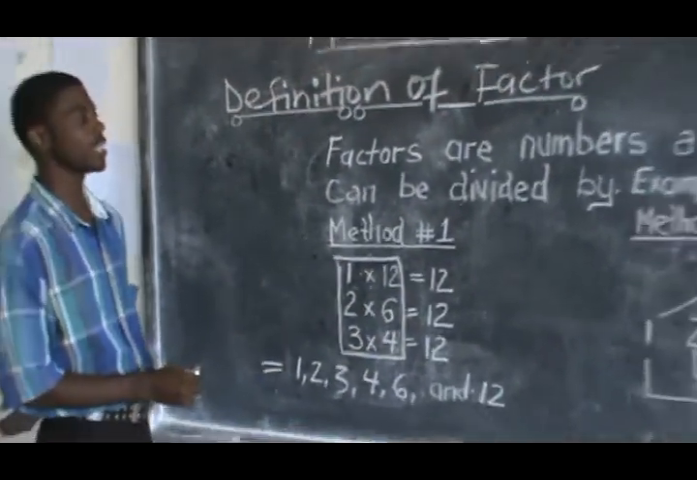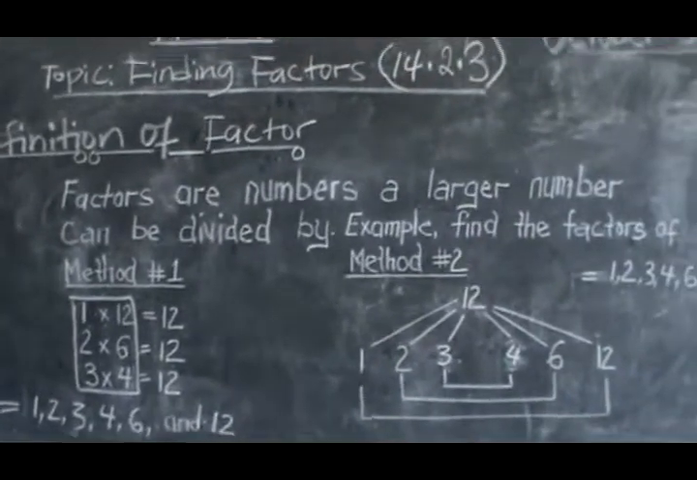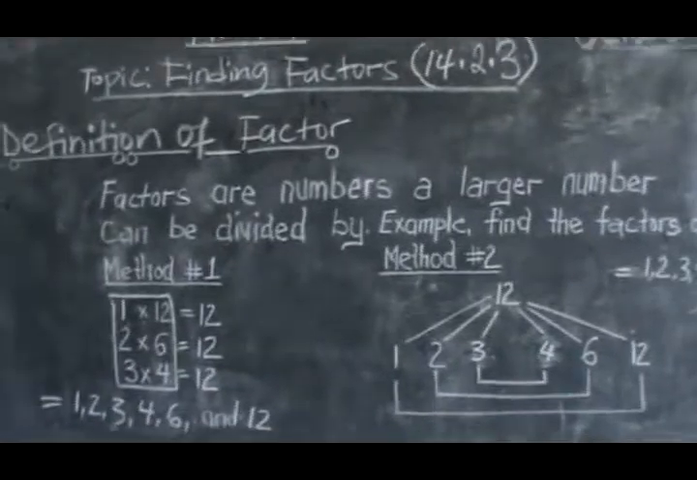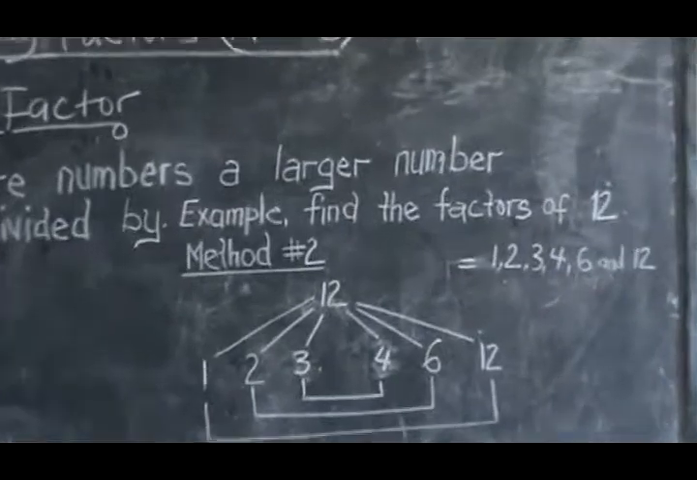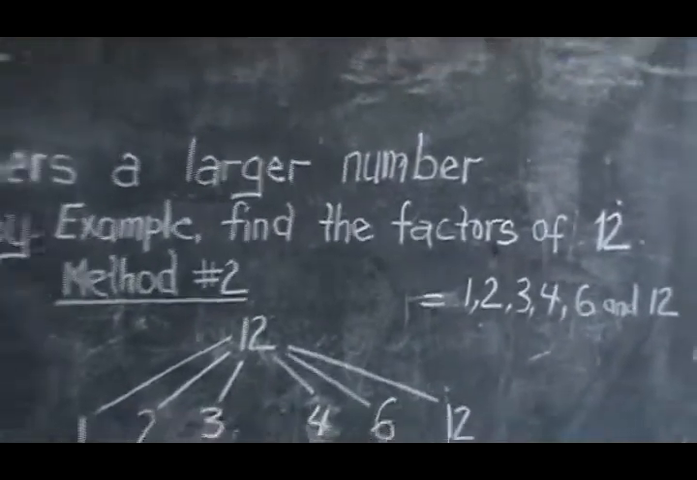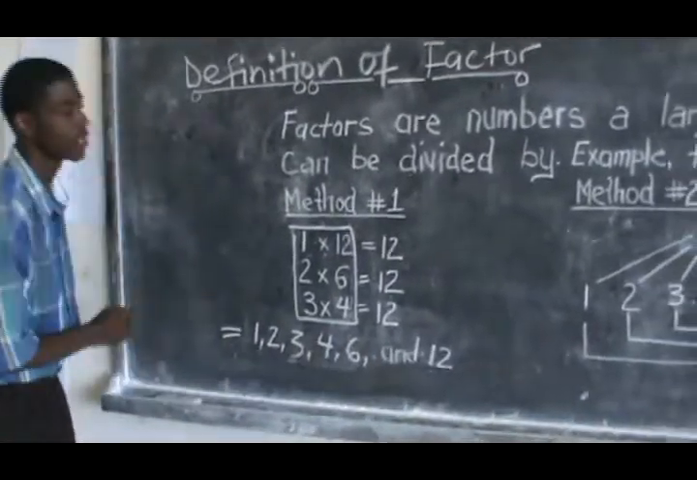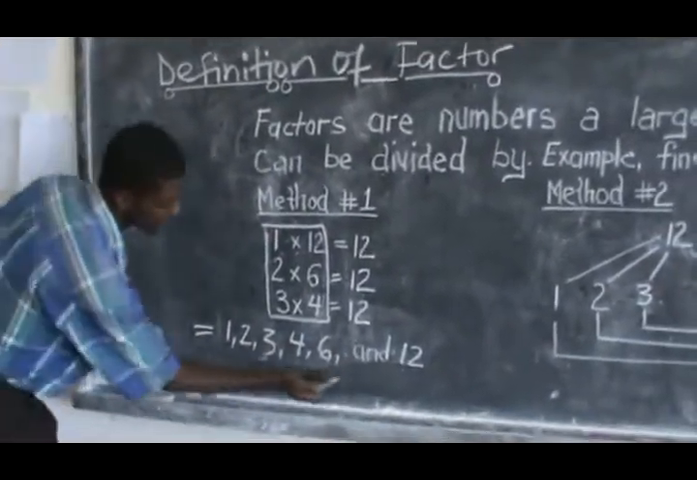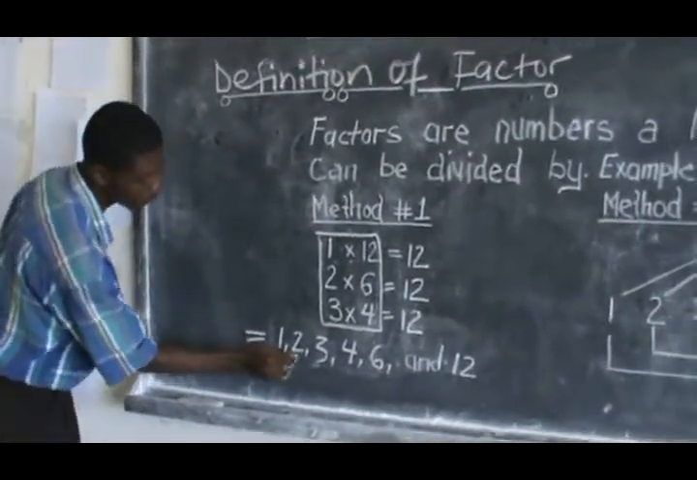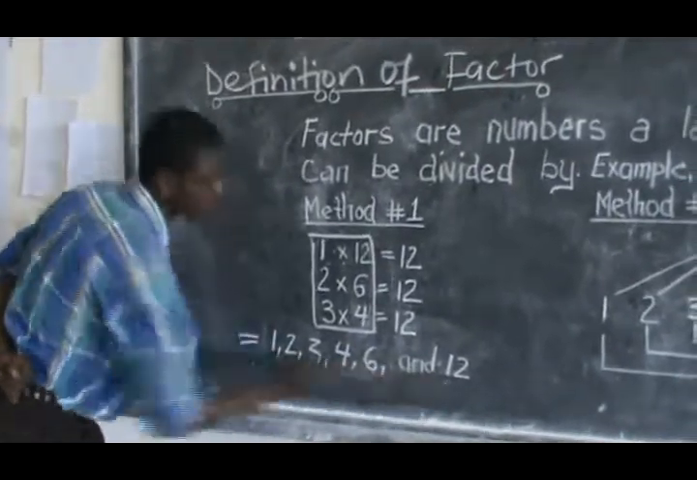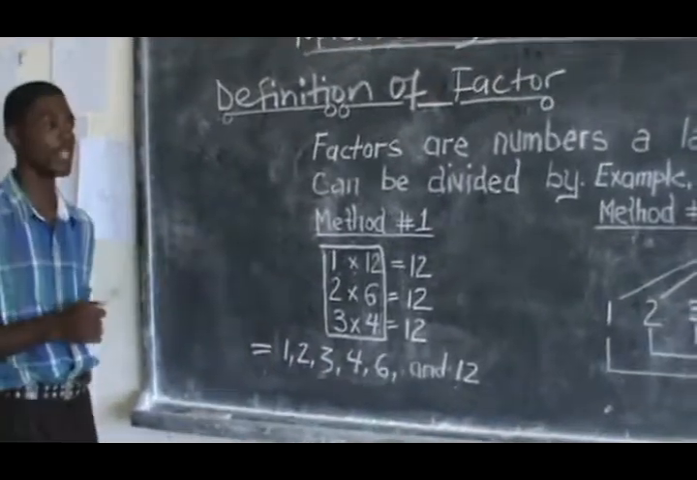Now, according to the definition, factors are numbers a larger number can be divided by. We were given an example to find the factors of 12. So, according to this definition, the larger number here is 12. And all these numbers can go into 12. So, we take these numbers as the factors of 12. 1 can go into 12, likewise 2, 3, 4, 6, and 12. So, these are the factors of 12 using method 1.